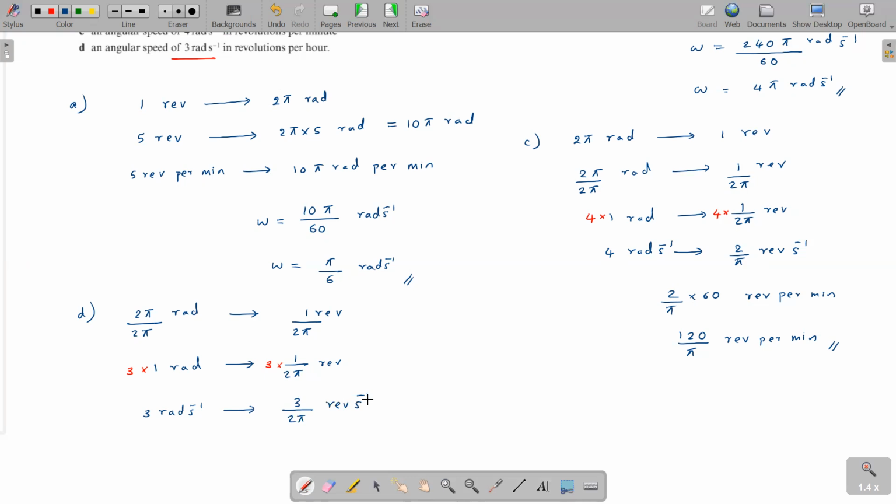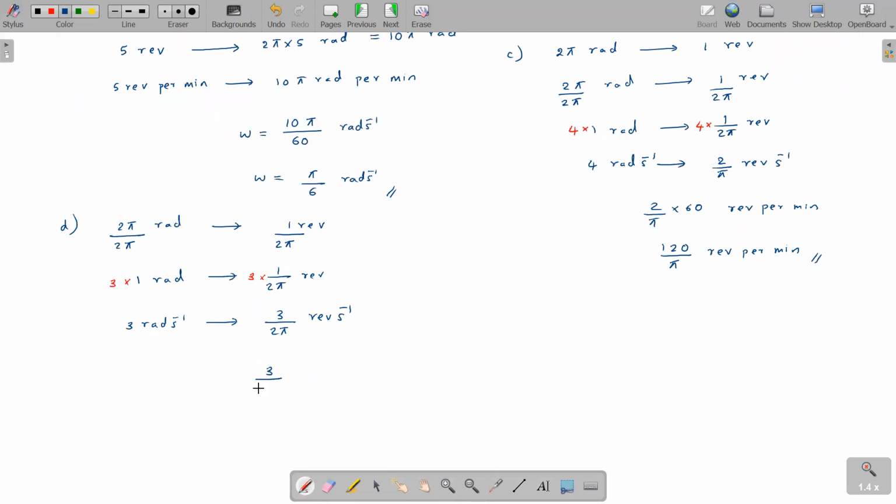So I want to make it revolutions per hour. How do I make it per hour? 3 over 2 pi revolutions per second is for 1 second. To make it per hour, I should first multiply by 60, then it becomes revolutions per minute, and then another 60 to make it revolutions per hour. That's going to give us how much? 3 into 60 into 60. That's 10,800, right?